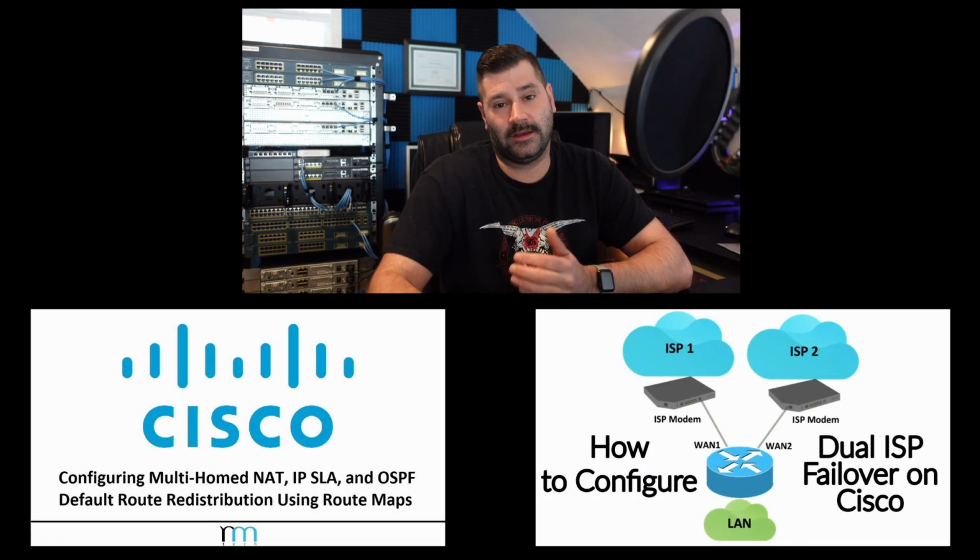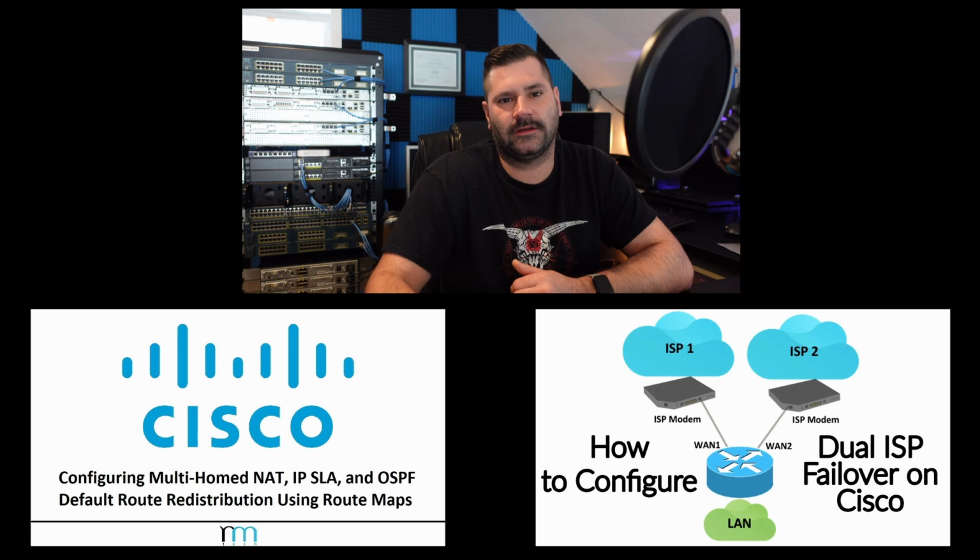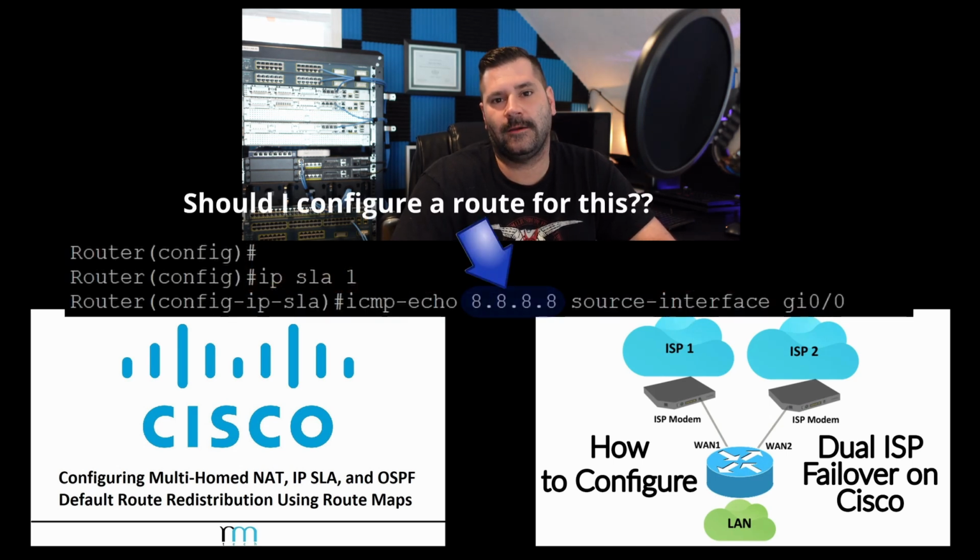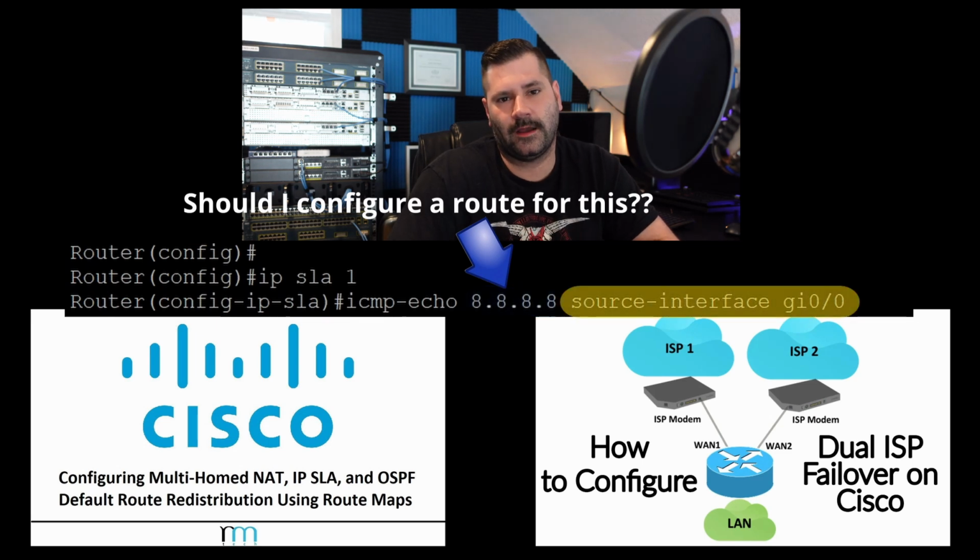The reason I intentionally left out a step is because of a question that I've received several times on my dual WAN videos, which is why I'm making this video. The question pertains to whether or not it's actually necessary to add a specific route for the address you're tracking via IP SLA, even if you configured a source interface or source IP in the IP SLA configuration.